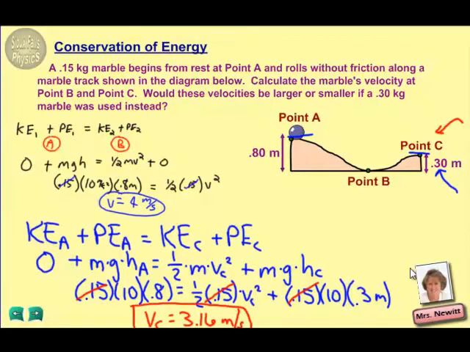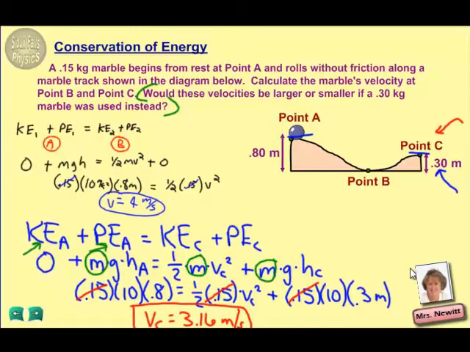Now the last part of this question, hopefully you know the answer to already. Would these velocities be larger or smaller if a 0.3 kilogram marble was used instead? And this shows one of the beauties of using energy to do problems like this, when you just have strictly energy terms. So we have kinetic energy and potential energy on both sides of our equation. Mass is included in every term.